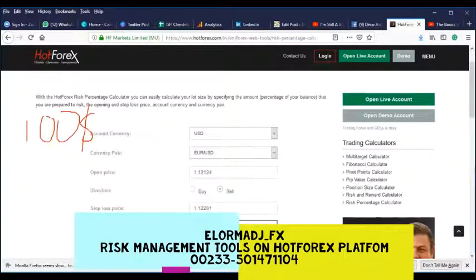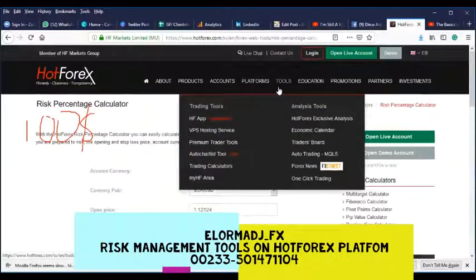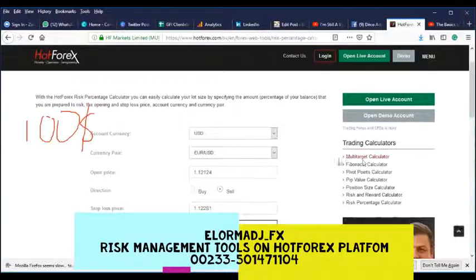Guys, I hope people really enjoy this video. As I said, if you want to know any information about this, just go on Google and type www.hotforex.com. You go, you register, and you have all these tools. When you go to tools on the platform, trading tools, you have all these trading calculators: multi-target calculator, Fibonacci calculator, pivot point calculator, pip value calculator, position size calculator, risk and reward calculator, and risk percentage calculator.